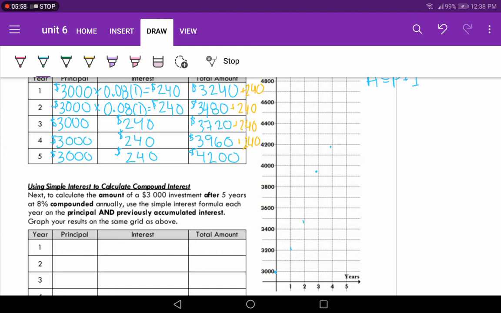4,200. And I'm wondering, did I calculate one of these wrong? Because that should be a consistent straight line. So 1, 2, 3 years. Yes, I just plotted the point wrong. 3 years, 3,720.